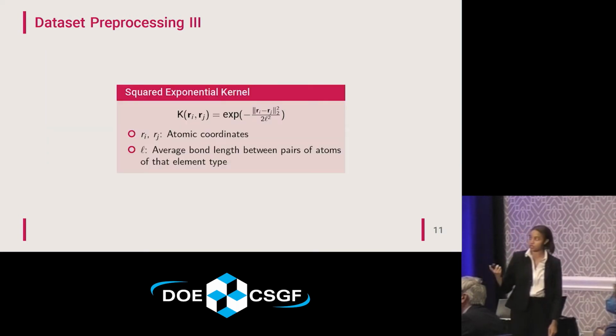So here's the squared exponential kernel, just to briefly go over it. The input is the atomic coordinates, and the closer these atoms are in space, the larger this kernel value will be, and the farther they are in space, the smaller this kernel value will be.